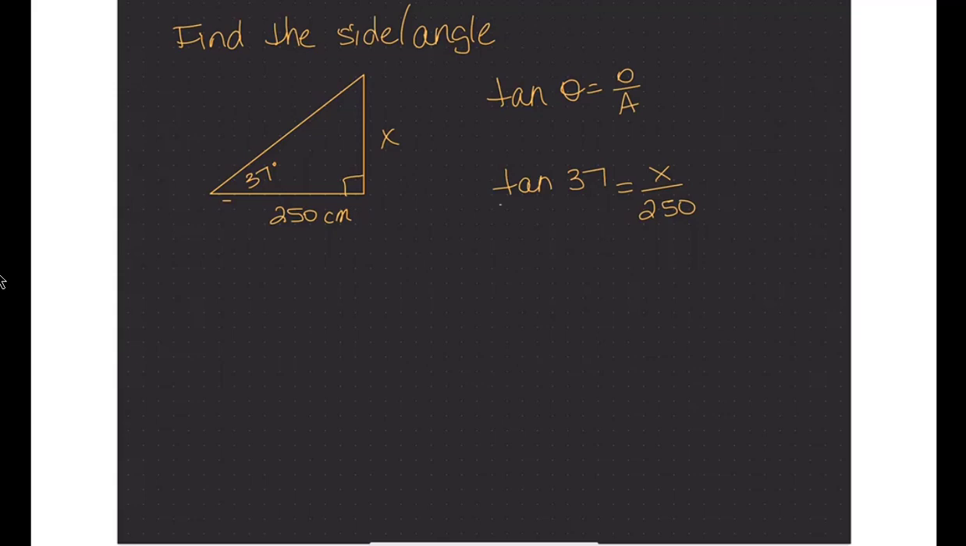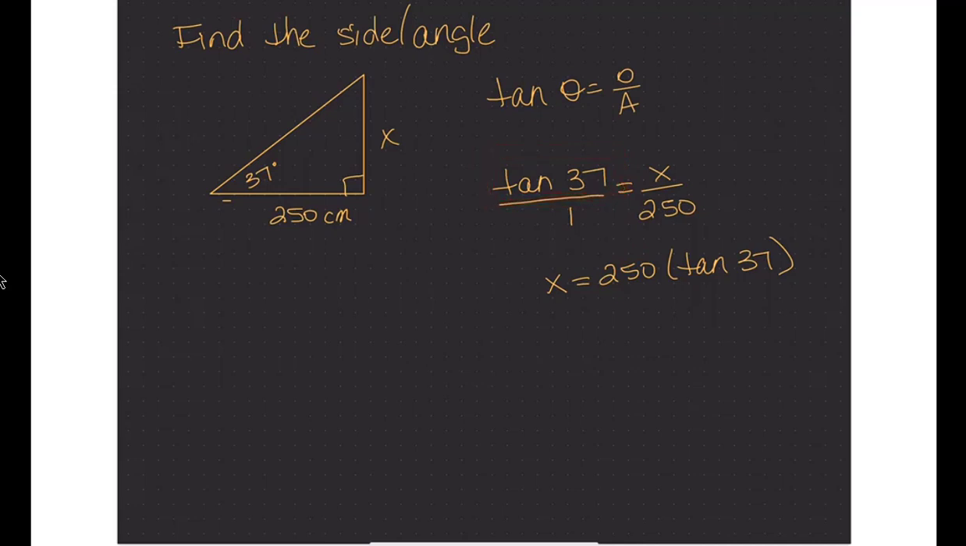Makes us warm and fuzzy inside if we make these two fractions, so we're comparing the same things, fraction to fraction. These guys are proportionate, so in order to solve for x, we can cross multiply. So x times 1 is going to give us x, and then this is going to be 250 times the tangent of 37. That tangent of 37, that whole entire piece is one number. Don't multiply the 37 and the 250 together.